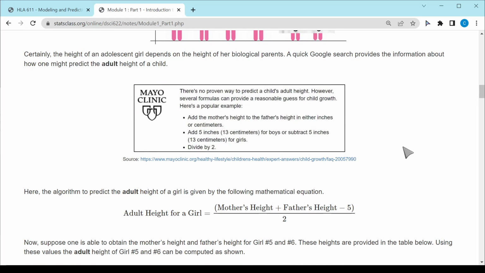A quick search of the internet produces the following. It's actually from the Mayo Clinic. And that says here, there's no proven way to predict a child's adult height. However, several formulas provide a reasonable guess. So what they suggest here is add the mother's height to the father's height, and we're going to do this in inches. We're going to add 5 inches for boys or subtract 5 inches for girls. So we're doing girls here. So we're going to want to subtract the 5 inches and then divide by 2.